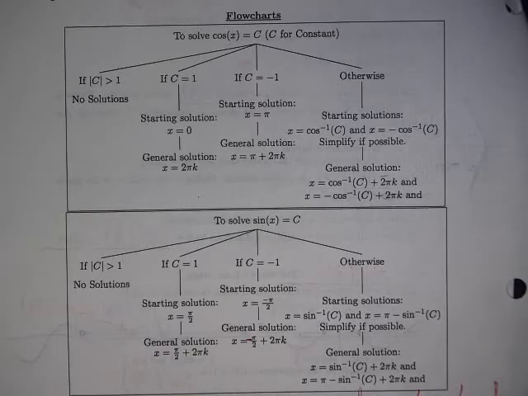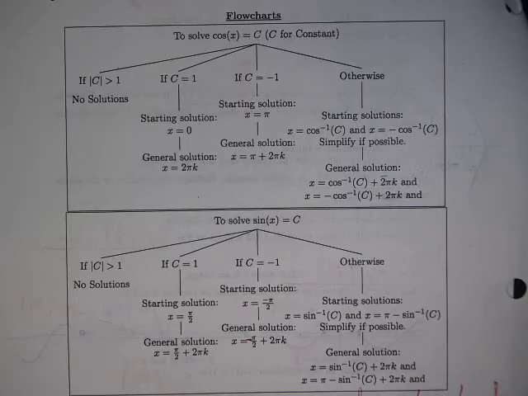There are some subtleties here. If I ask you to solve cosine of x is equal to 25, you shouldn't do this at all, right? How many angles are there which result in a cosine of 25? None. There are no solutions to cosine of x is equal to 25.